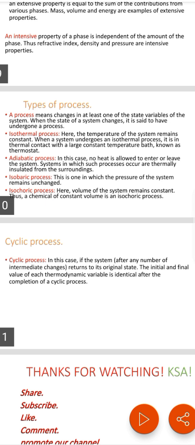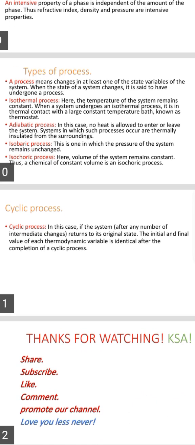So what are the types of processes that you have in thermodynamics? The first one is isothermal process. The second one is adiabatic process. The third one, isobaric process. The fourth one, isochoric process, and we also have a cyclic process. All these processes have their formula, way of using them, how to apply them in life application and also in solving problems. So let's just look at the definitions here.